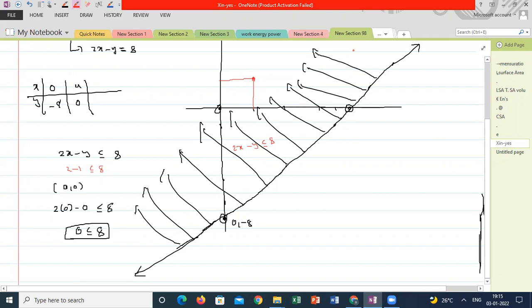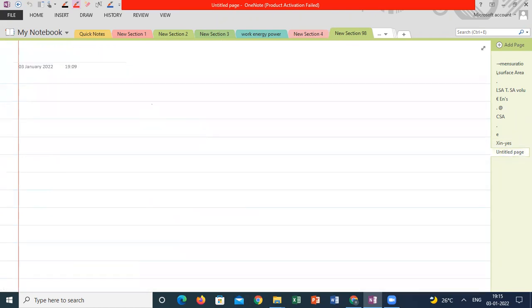Understood? Shall I go for one more numerical? Suppose the line is passing through the origin, how to deal with that one? If the line is passing through the origin, how to deal? The same method. I am not going to change the method.